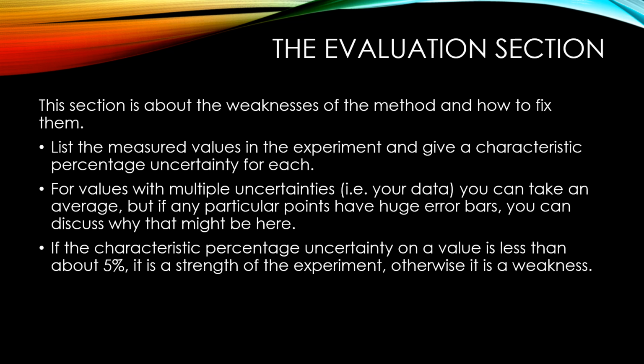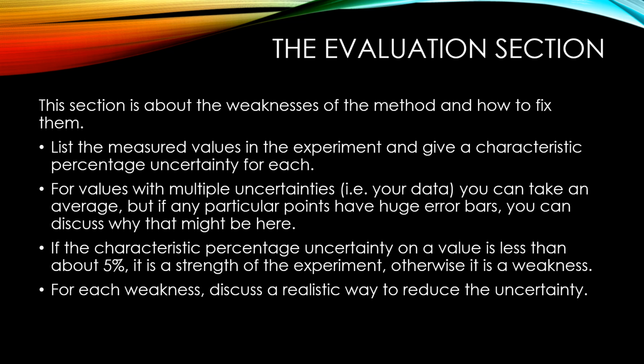Here's how we know if something is a strength or a weakness. We've given you an artificial cutoff. If we say a value has a percentage uncertainty of less than 5%, it's a strength. That number has been calculated precisely. Otherwise, it's a weakness. And if it's a weakness, give a realistic way to reduce that uncertainty.